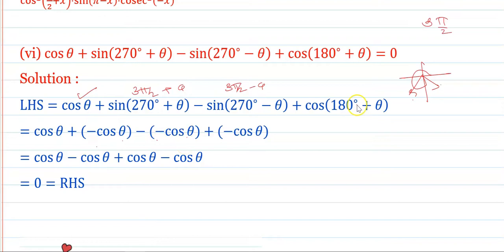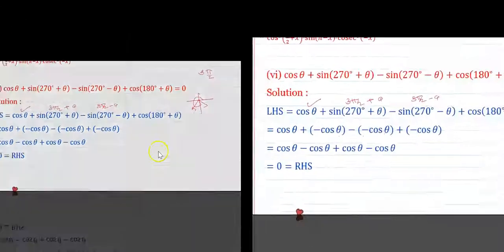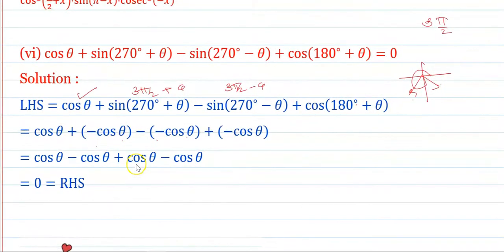Cos of 180 plus theta. It is again in the third quadrant, and in the third quadrant cos is negative. The function remains as it is and hence it is minus cos theta. Okay. Now next. Again here minus cos theta. Minus minus will become plus.